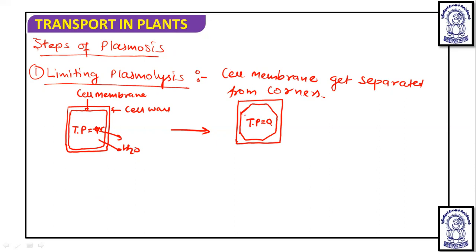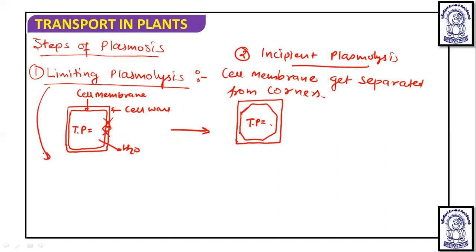Sorry, this separation will take place in the later stage. First, see this: when the cell membrane gets separated from the corner, this is the second stage, that is incipient plasmolysis. But in the first stage, limiting plasmolysis, what will happen? The turgor pressure becomes 0 here. How? Understand it once again, you will get it clear. So first in limiting plasmolysis, what happens? The plasma membrane is there and the cell wall is there. Initially, when it is a turgid cell, the plasma membrane is pressing the cell wall. But here it stops applying the pressure.